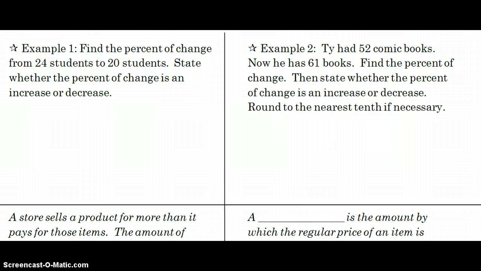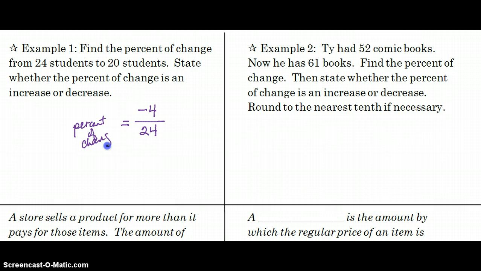The first example says, find the percent of change from 24 students to 20 students, and state whether the percent of change is an increase or decrease. Obviously, if we're going from 24 students to 20 students, we decreased 4 students. So following that formula at the top of your page, this is our amount of change, -4. What was our original amount? Our original amount was 24. So that is going to give us our percent of change.